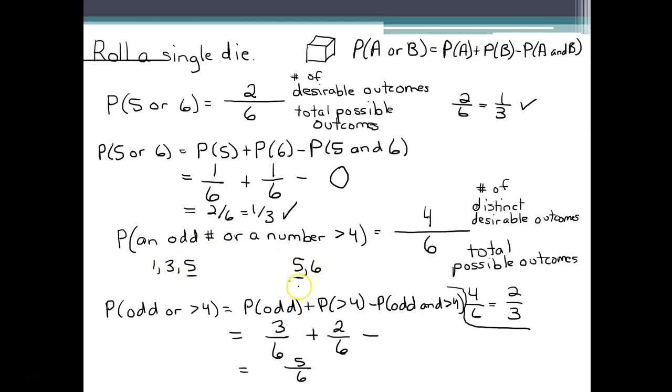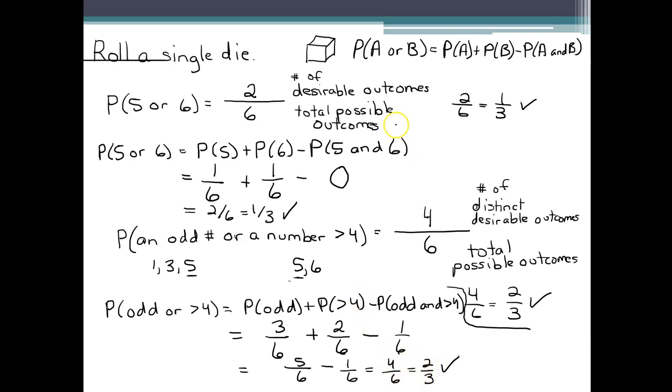But we don't want to count this same outcome twice. So the probability of rolling a number that's odd and greater than 4 is 1/6. So we have to subtract that out so that we avoid counting it twice. And then we see the correct answer.